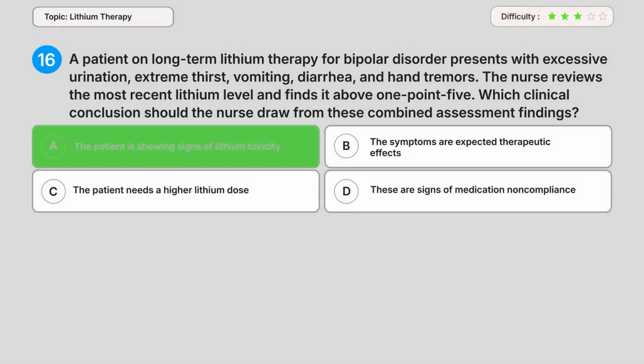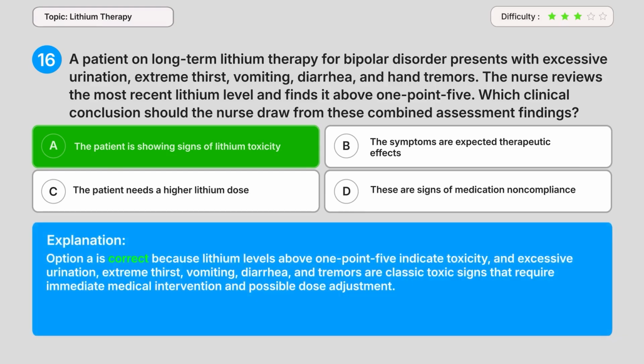Correct answer, A. The patient is showing signs of lithium toxicity. Explanation. Option A is correct because lithium levels above 1.5 indicate toxicity, and excessive urination, extreme thirst, vomiting, diarrhea, and tremors are classic toxic signs that require immediate medical intervention and possible dose adjustment.